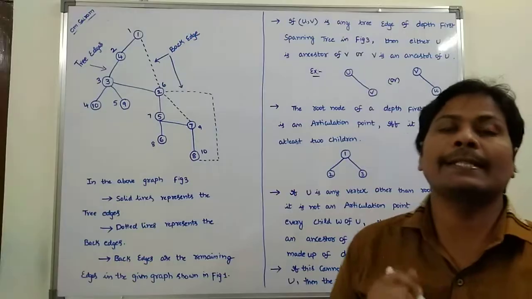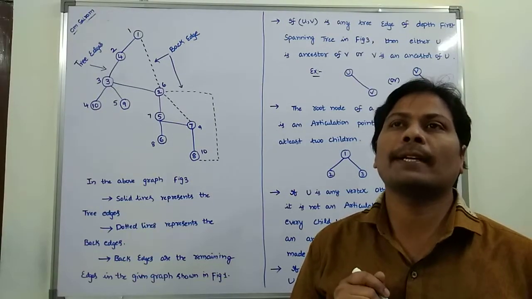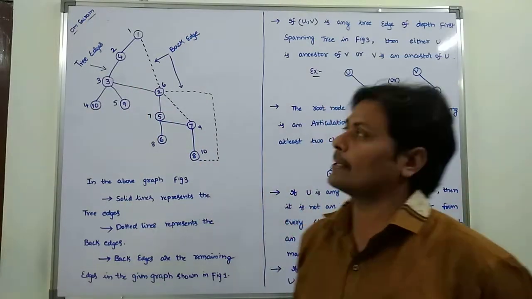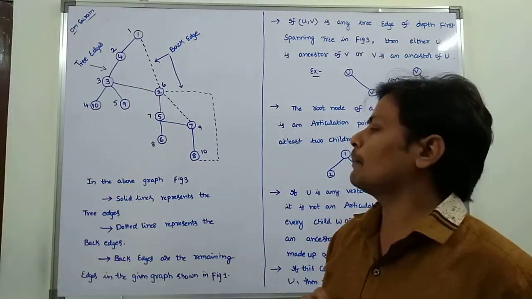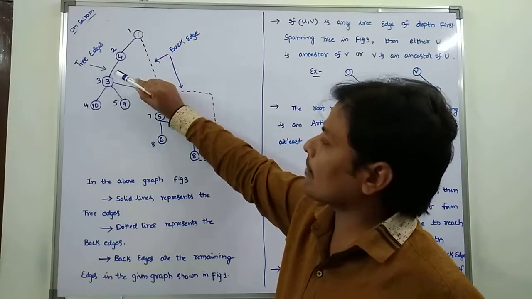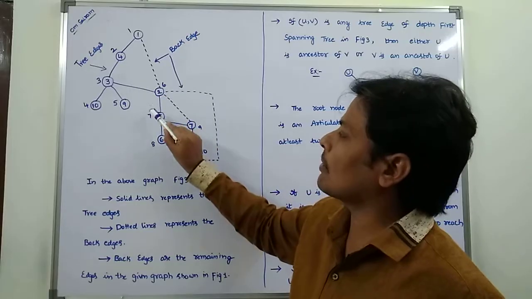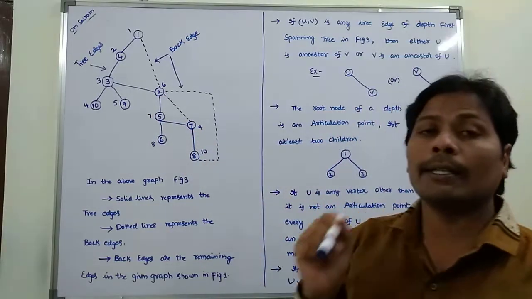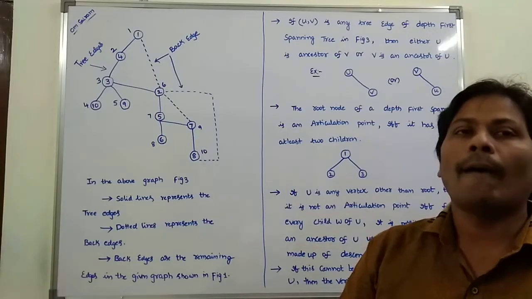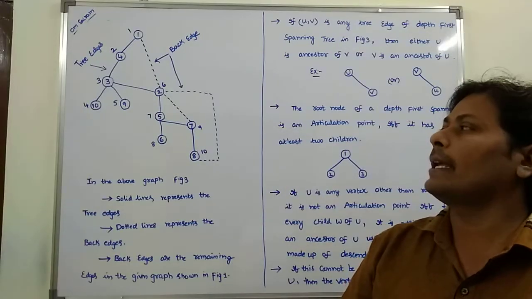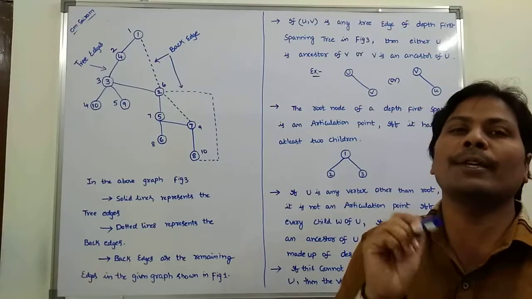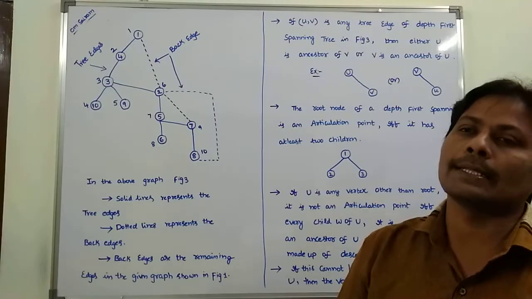The edges present in the depth first spanning tree are called tree edges. Tree edges are represented by the solid lines. So this is a solid line, this is a solid line, this is a solid line. These tree edges are represented by using solid lines.